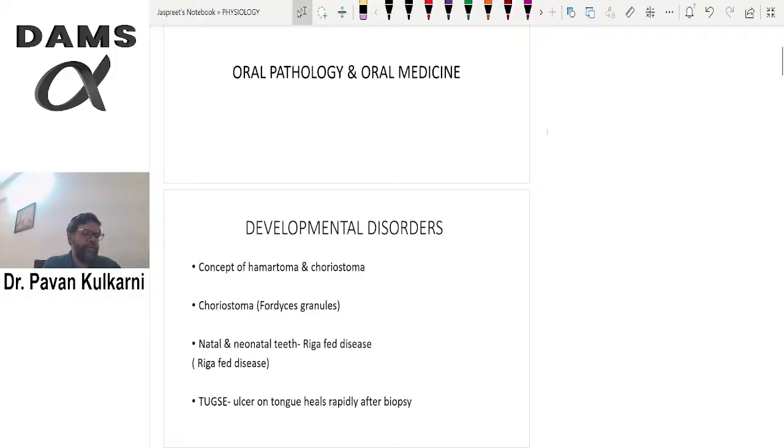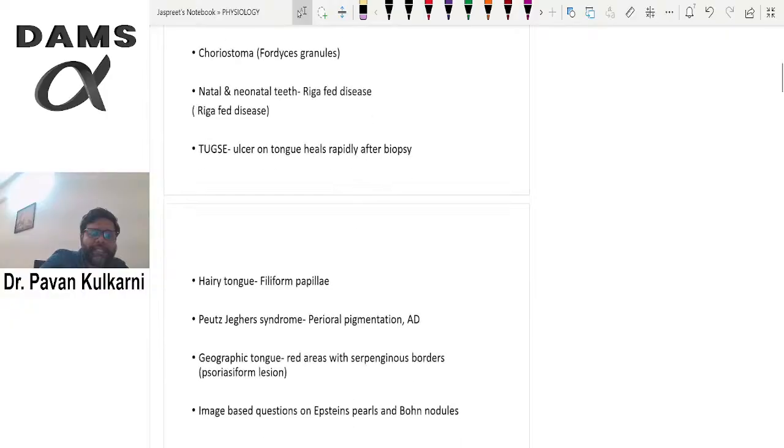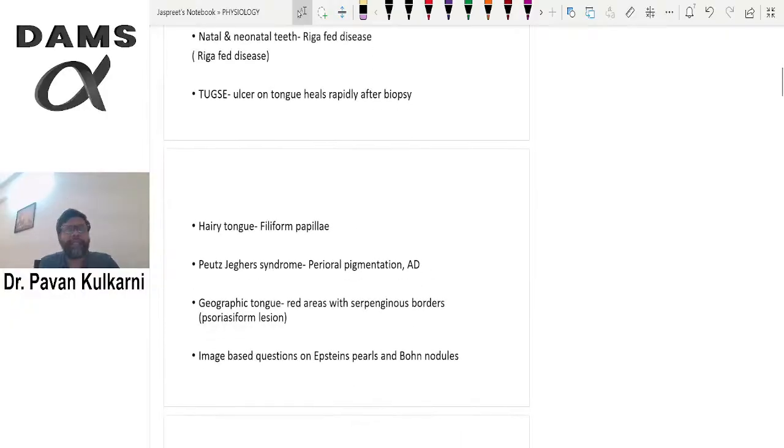Then neonatal teeth. Again, what are natal teeth? What are neonatal teeth? And what do you understand by Riga-Fede disease? There is an image of that, where there will be an ulcer on the ventral surface of the tongue in an infant. That you are supposed to know. What is Tugse? All these are important points that will be asked in the examination. These are some common things that are frequently asked. Now again, when you talk about developmental disturbances of particular structures like the tongue, frequently they'll ask about hairy tongue.